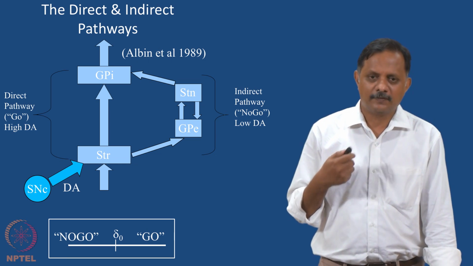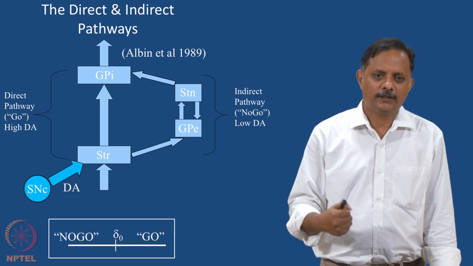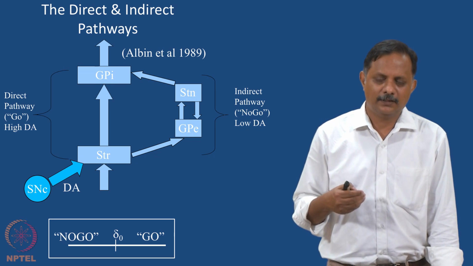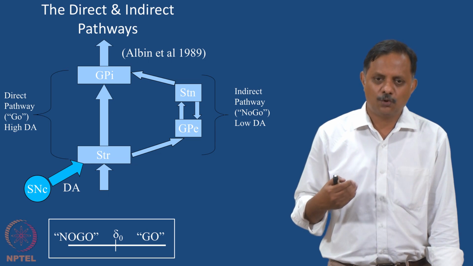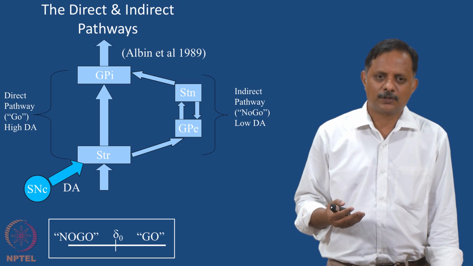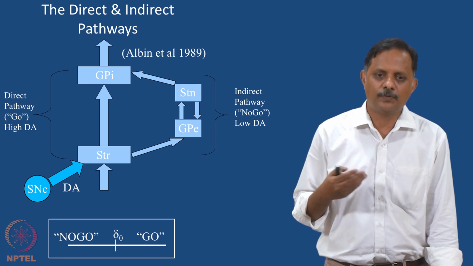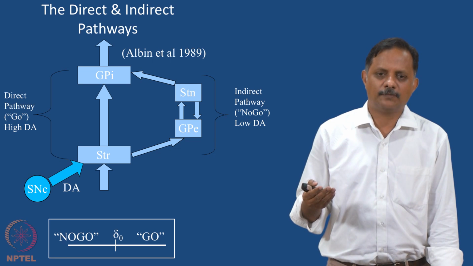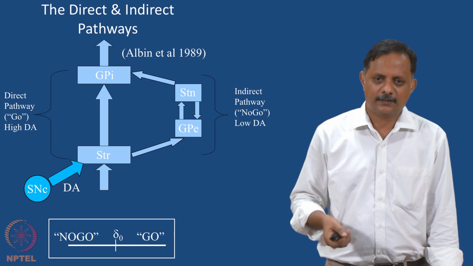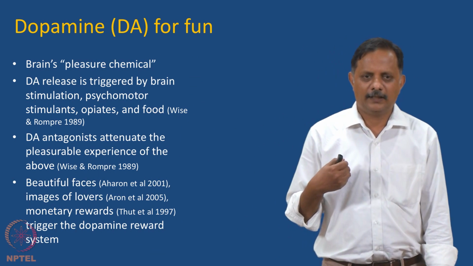So basically what happens is when the dopamine levels in striatum are high, then the direct pathway gets activated, and when the direct pathway gets activated, movement is facilitated, or you get to go, you get to move, right. Similarly, when the indirect pathway is activated, movement is inhibited. So that's like a no-go, you're prevented from moving. Therefore, the direct pathway is sometimes also called the go pathway, which is activated under conditions of high dopamine, and the indirect pathway is also sometimes called the no-go pathway, which is activated when the dopamine levels are low in the striatum.